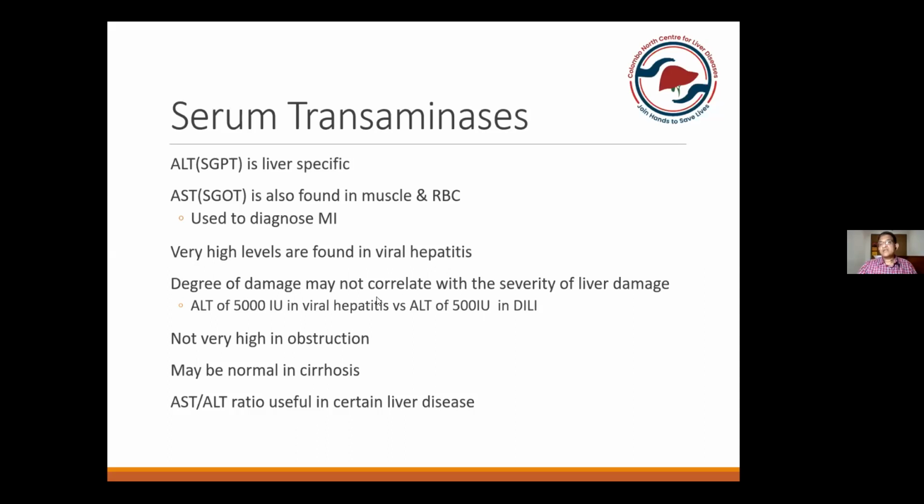So the degree of damage does not correlate directly with the severity of the liver damage. And the transaminases are not high in obstruction. They may even be normal in cirrhosis. So a medical student, when you ask about investigating a patient with cirrhosis, if you say transaminases, you will not get marks because they are not significantly elevated in cirrhosis. And the AST-ALT ratio is very useful in differentiating various liver diseases.